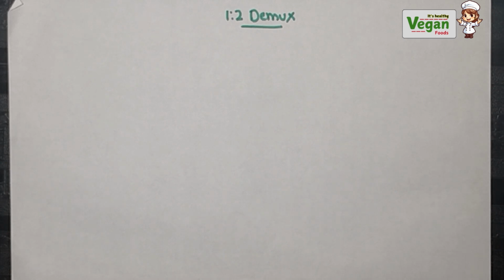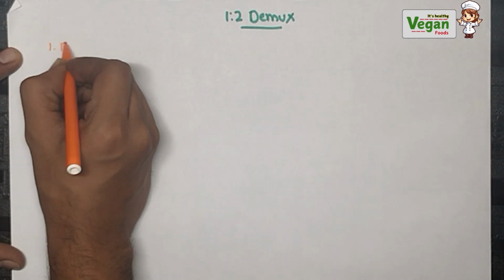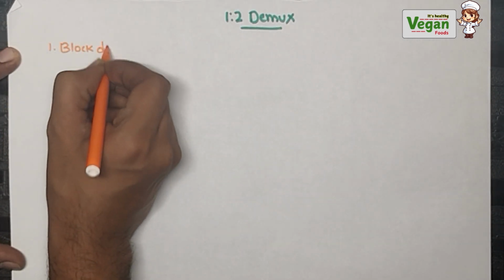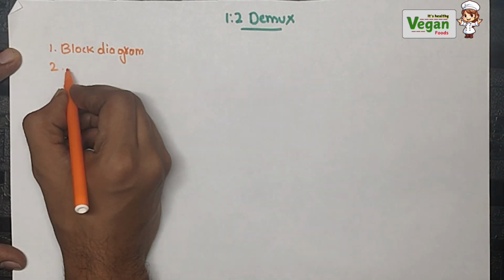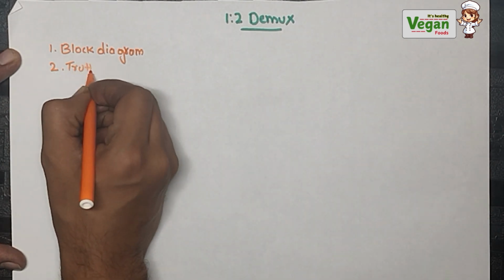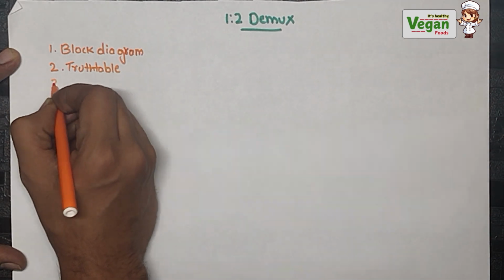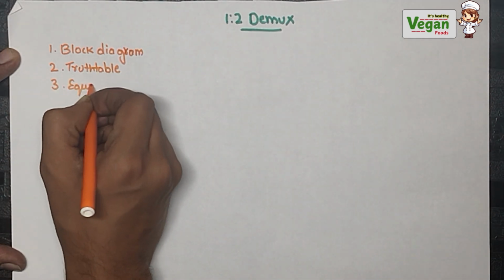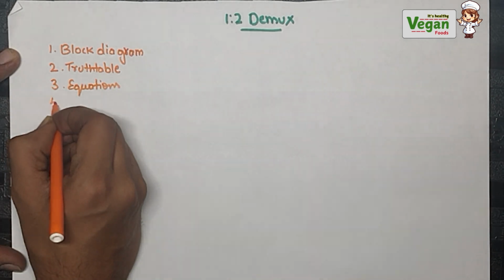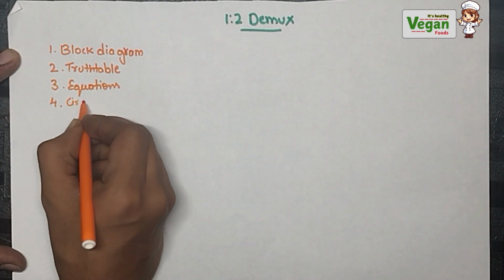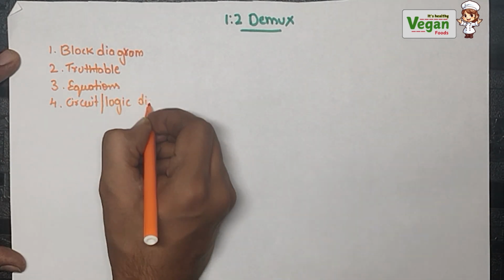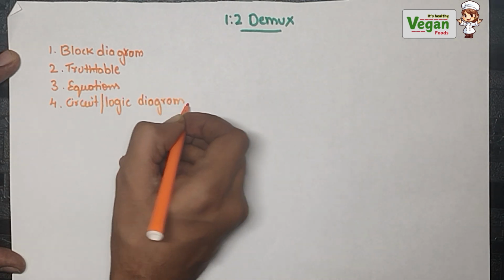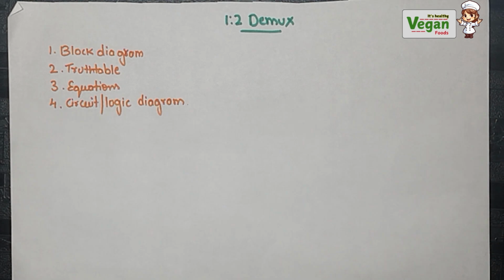As in all the videos, let's proceed with 4 steps. First step will be drawing the block diagram. Next, using the block diagram, we can represent them in the truth table. Next, using the truth table, we will write the equations. Using the equations, we will write the circuit or logic diagram. Now, let's follow these 4 steps.